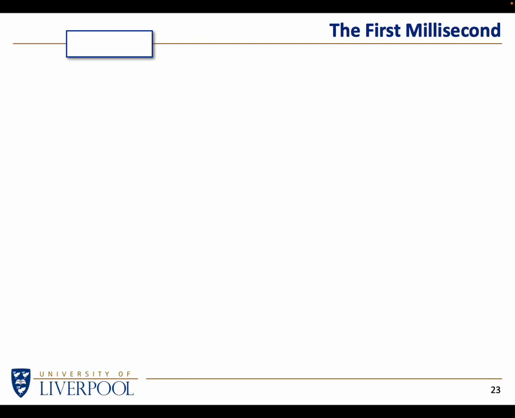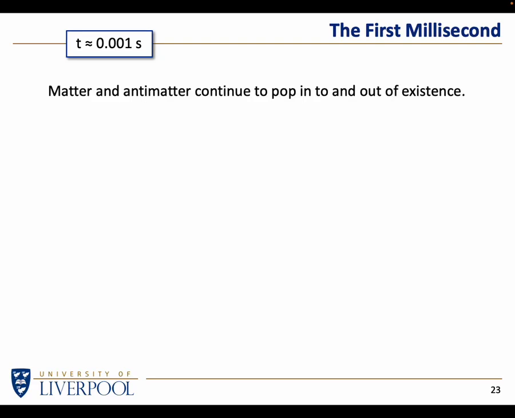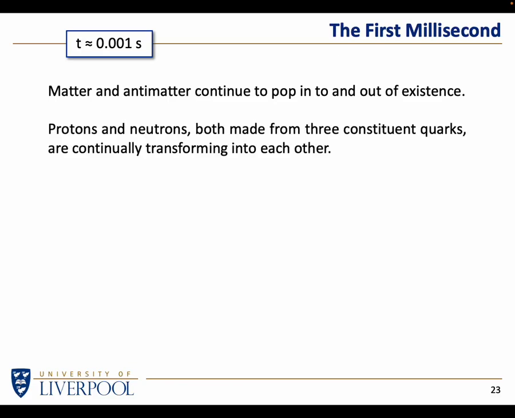Let's fast forward to 1 millisecond after the instant of creation. Matter and antimatter are continuing to pop into and out of existence. Matter and antimatter, energy, energy, matter and antimatter. Back and forth, back and forth. Eventually, because we're now 1 millisecond later, the universe has cooled off enough that it's possible for those quarks to get together and make protons and neutrons.